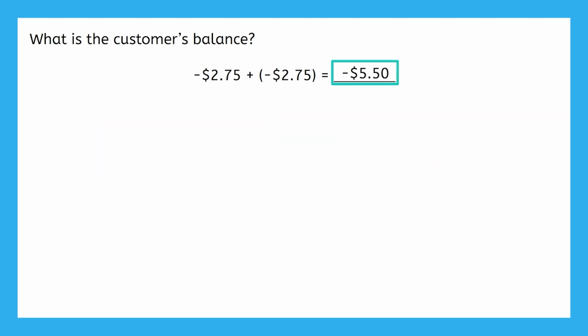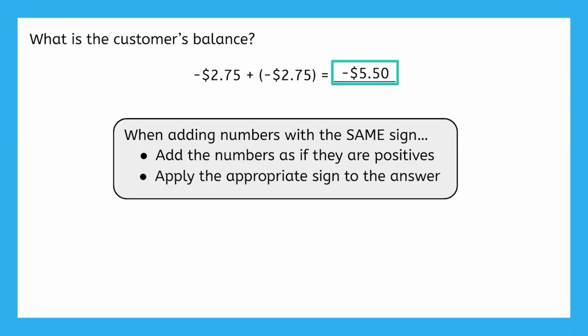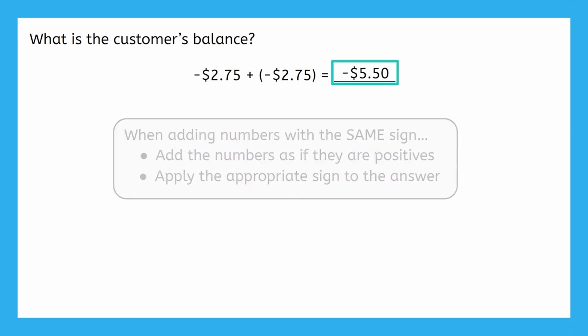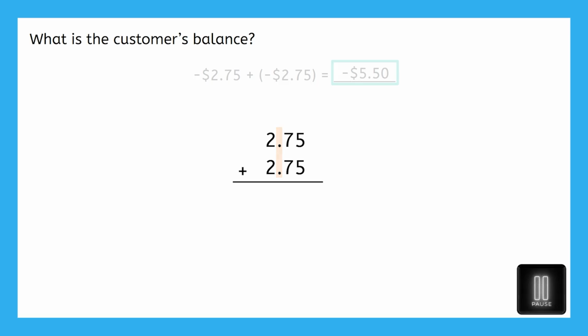Is there a more efficient way to find the total? When adding integers with the same sign, we ignore the sign and add the numbers as if they're positives. Then we apply the appropriate sign to the answer. So let's try the same strategy. Ignore the negative sign and arrange the numbers vertically. Remember to keep the decimal points in line to align the numbers by place value. Pause the video here and finish the addition.